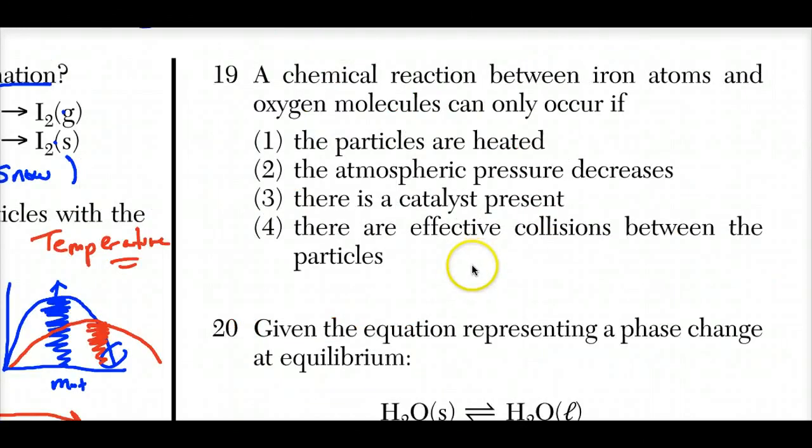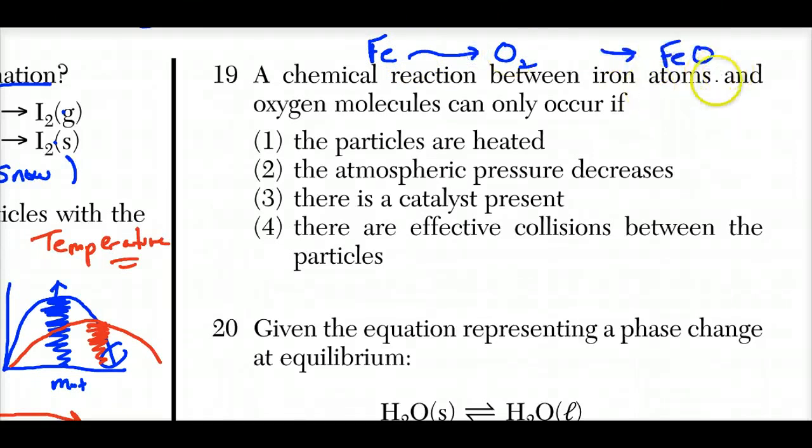Number 19, a chemical reaction occurs between iron atoms and oxygen atoms. Iron and oxygen, I'm thinking right away rust, right? Iron has electrons, oxygen wants them. So oxidation, reduction, and we're going to make some rust, iron oxide, one compound that could be made. In any case, a chemical reaction is when bonds are broken or new bonds are made. Now, it can only occur if particles are heated. Well, not necessarily, because we know rust is formed, or a lot of reactions occur at cold temperatures.